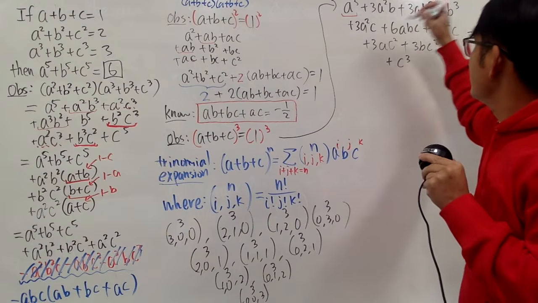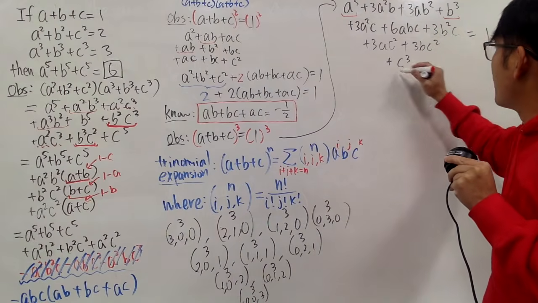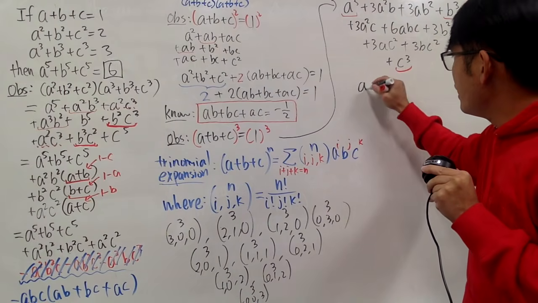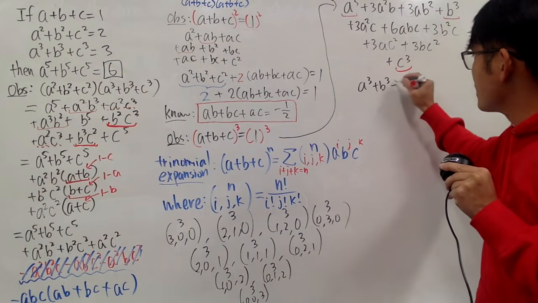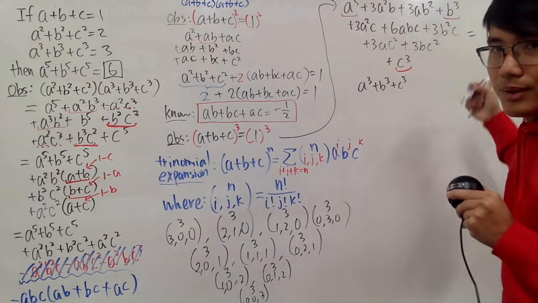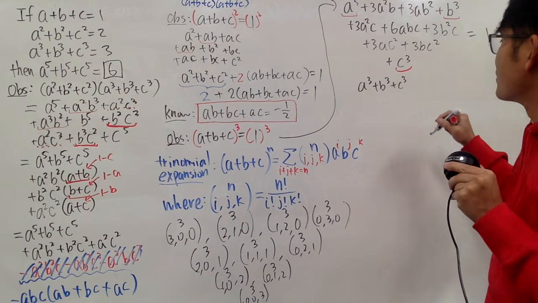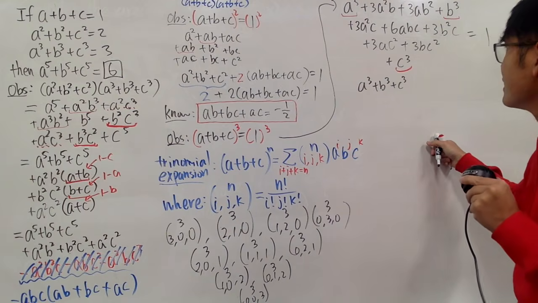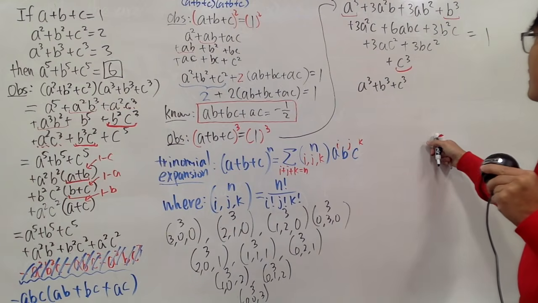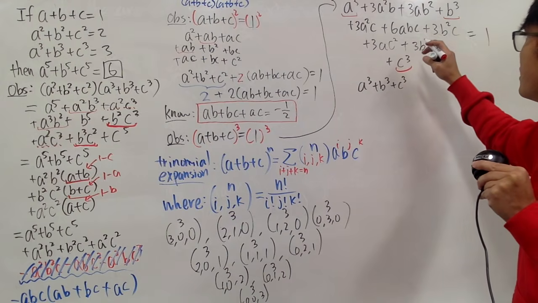So as we can see, we have a to the third power, b to the third power, and c to the third power. So we know a to the third power plus b to the third power plus c to the third power is... no, not yet. We have a lot more to go, of course. Let's see.